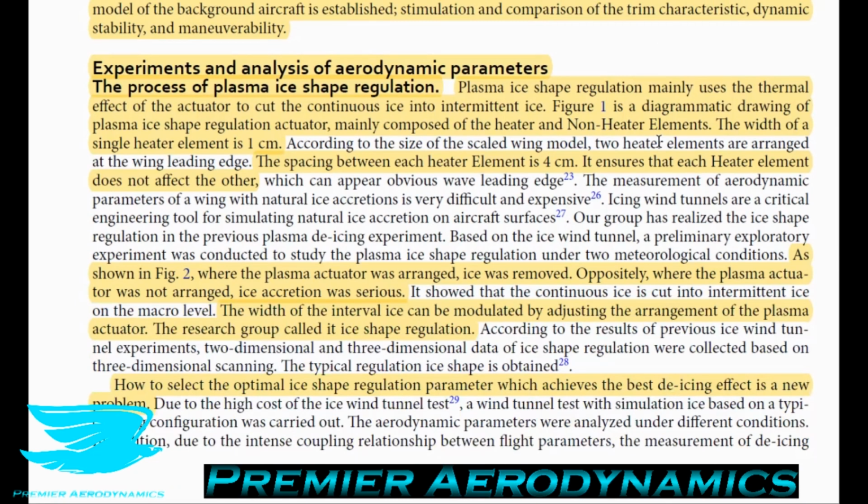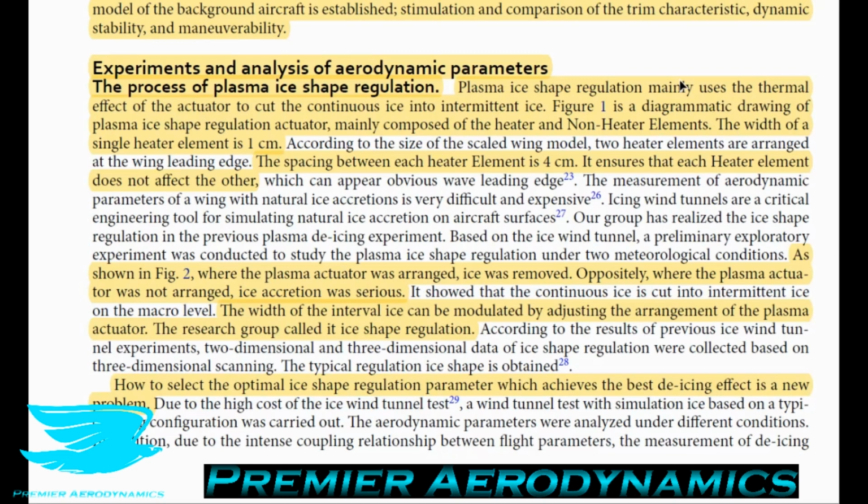The plasma actuators were arranged, and the ice was removed where the plasma actuators were. Conversely, where the plasma actuators were not present, ice accretion was serious, and the width of the interval ice can be modulated by adjusting the arrangement of the plasma actuators. In other words, if you place more plasma actuators closer together, then you're going to get rid of more ice. If you place them further apart, you're going to have bigger patches of ice.